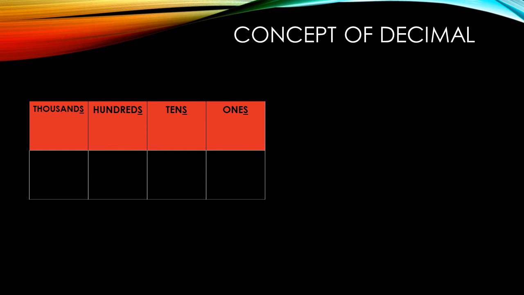Let us start with the concept of decimal. Arrange number 7 in the place value chart. If we multiply 7 by 10, we get 70. We observe that when we multiply 7 by 10, 7 jumps one column to the left. If we divide 70 by 10, we get 7. Again we observe that when we divide 70 by 10, 7 jumps one column to the right.